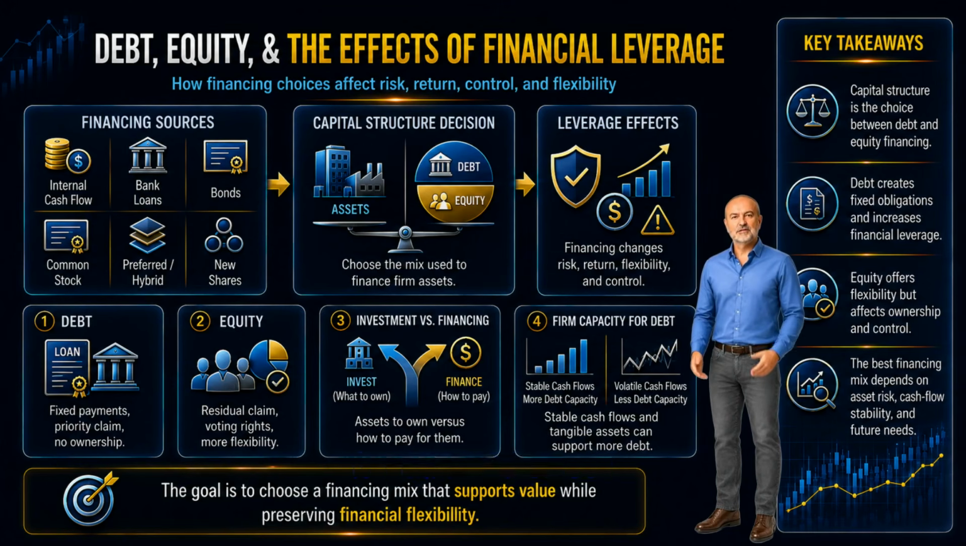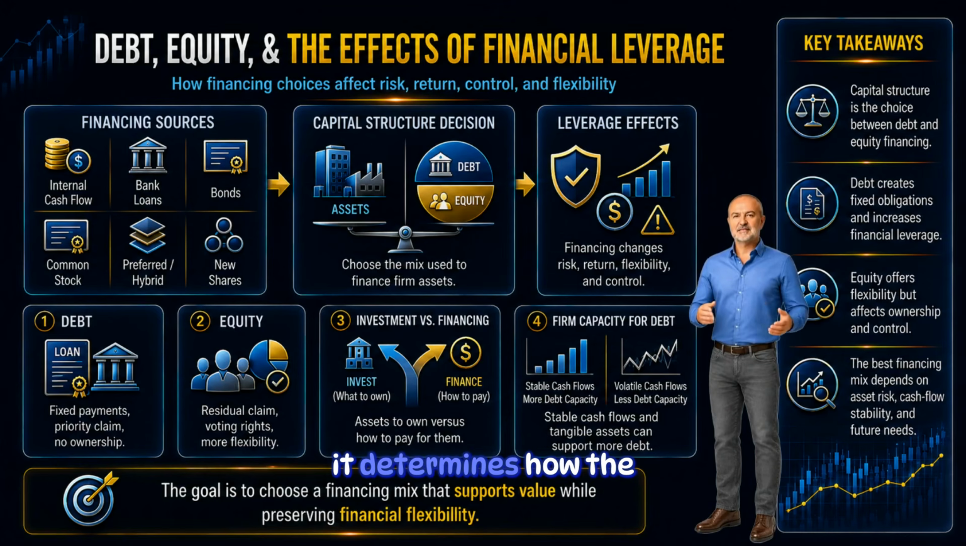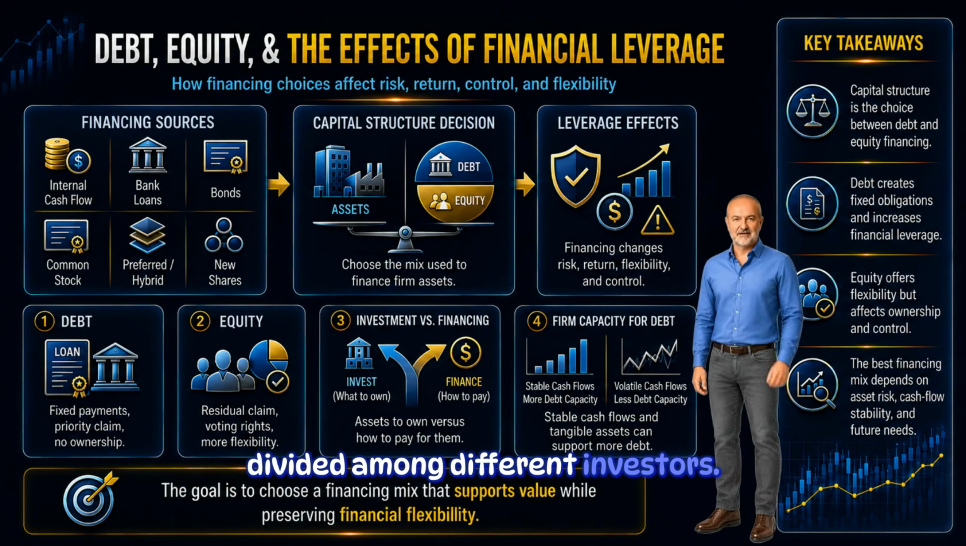A company may use internally generated cash flow. It may borrow from lenders. It may issue bonds. It may issue new shares. It may also use hybrid securities that combine features of debt and equity. The choice among these financing sources is called the capital structure decision. This decision matters because it determines how the cash flows produced by the firm's assets are divided among different investors.